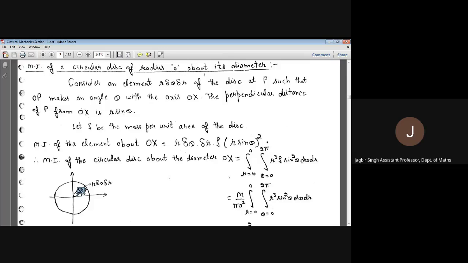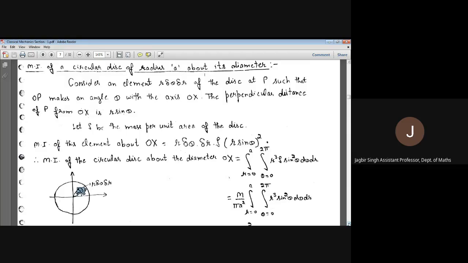And now if m is the total mass, then we will find out the limits, theta from 0 to 2 pi and r from 0 to a, whatever. And after that, we can find out the moment of inertia of this part about any axis, whatever is asked.